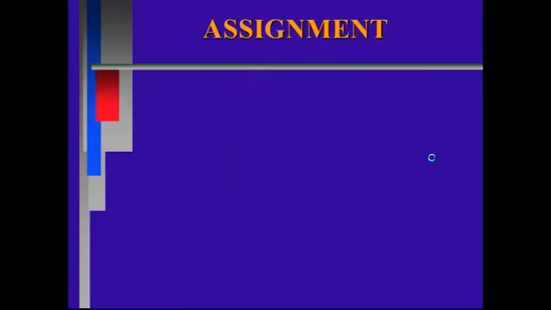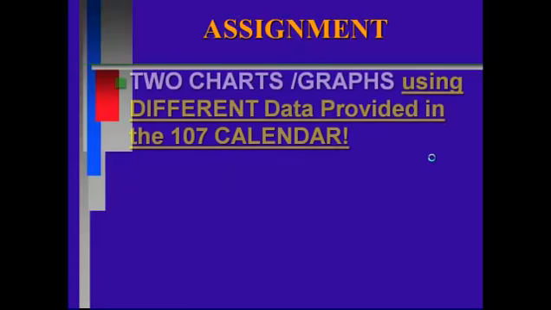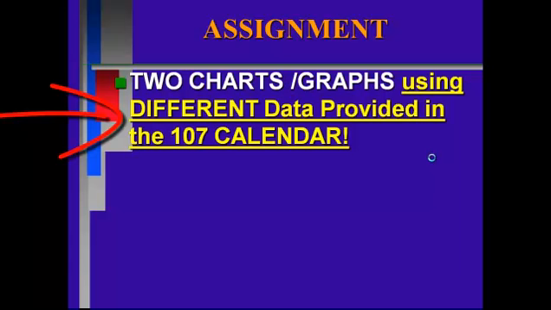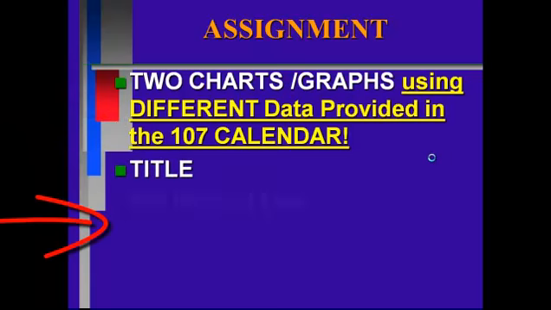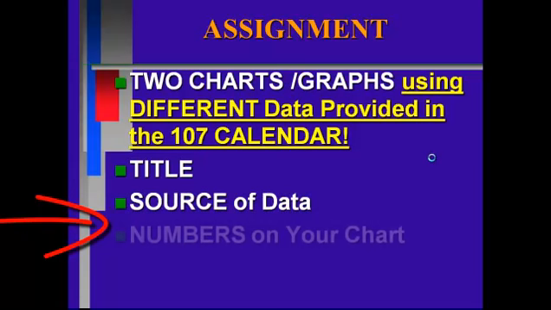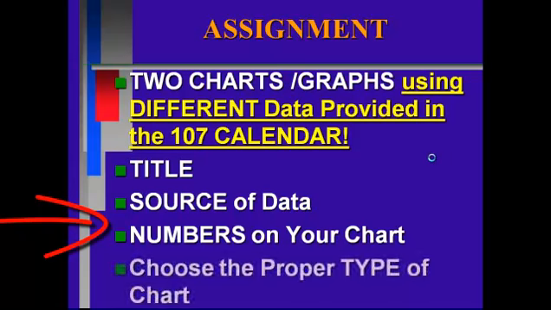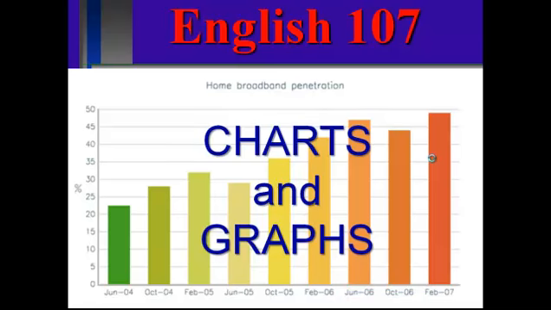So for this week, you need to create 2 charts or graphs using different data provided in the 107 calendar. Your chart or graph needs to have a title, you need to have a source of your data, you need to have numbers on your chart or graph, and finally your grade will also depend on if you chose the proper type of chart or graph to represent your data. So that is the assignment for this week.